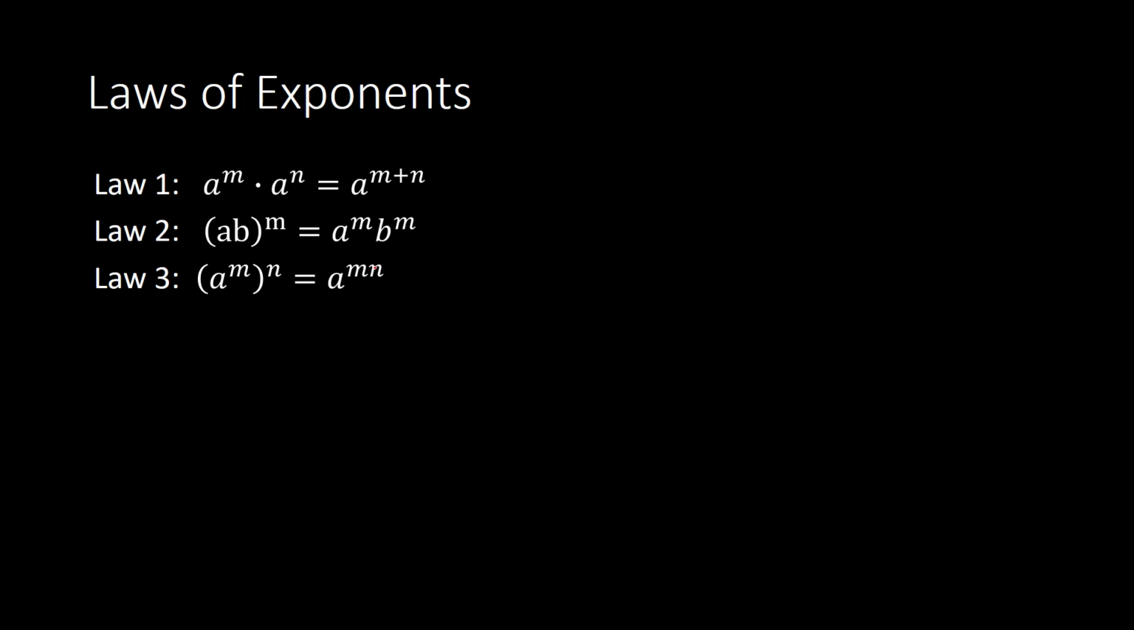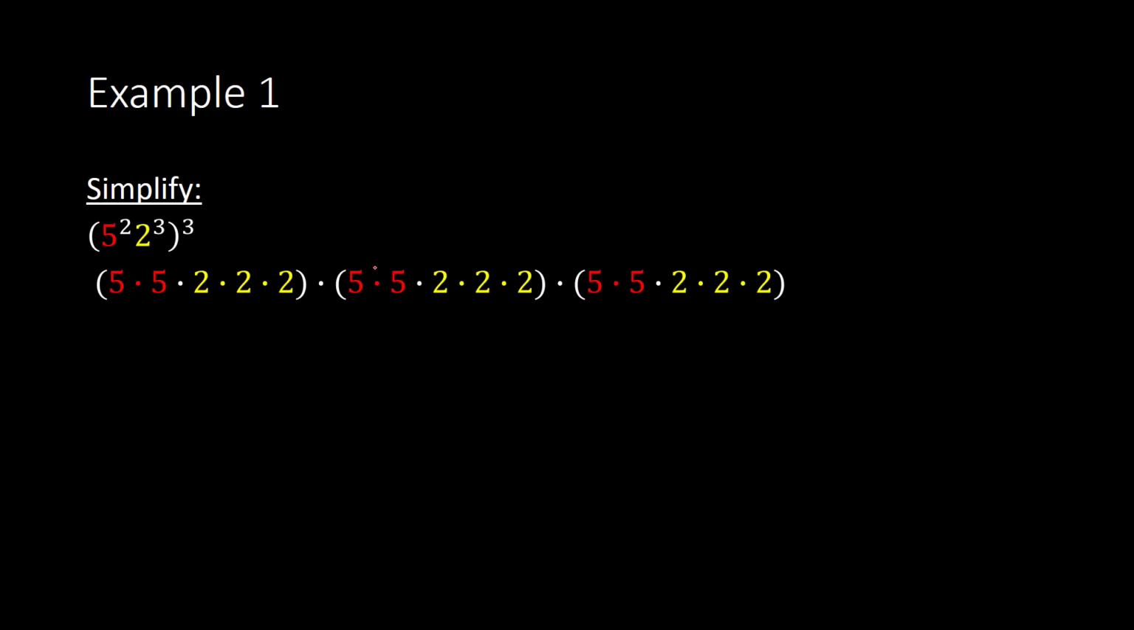So now let's look at several examples of how this can be used. Here's the first example, and I'm going to show you the long way to think of it, and then go right to the shortcut after that. So here we have 5 squared times 2 to the third power, and we're going to cube that entire expression. Well, 5 squared would be 5 times 5. 2 cubed would be 2 times 2 times 2. So then we do that 3 times because of that third power.